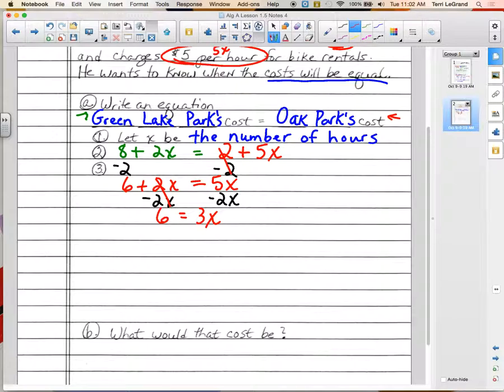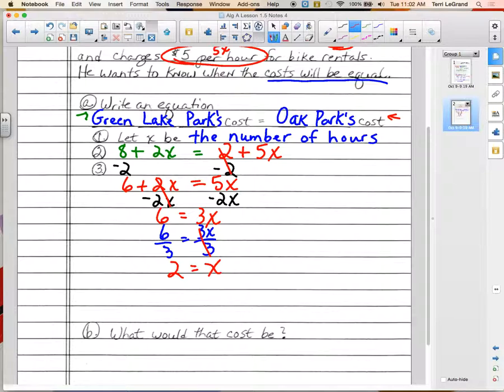Got it. You guys are getting there. 6 divided by 3, 3x divided by 3. Okay, and 6 divided by 3 is? 2. And 3x divided by 3 is? 1. Is it 1x or x? 3 divided by 3 is 1. So it's a 1x. So it's an x. Okay, so x equals 2.